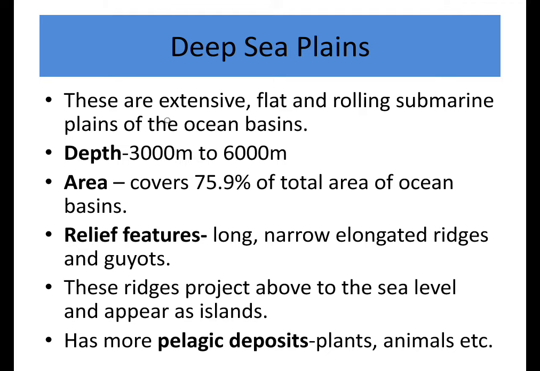Deep sea plains are extensive flat and rolling submarine plains of the ocean basins. They can occur at the depth of 3000 meters to 6000 meters, and the area it covers is 75.9% of the total area of the ocean basin.